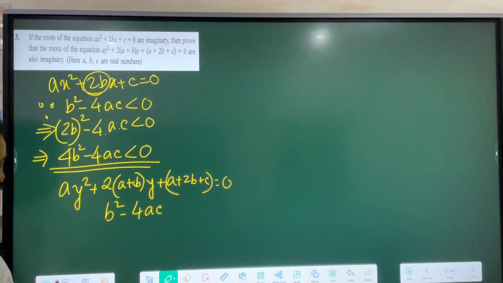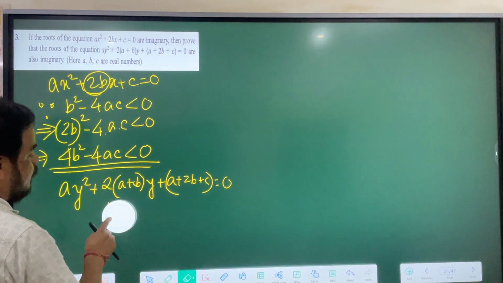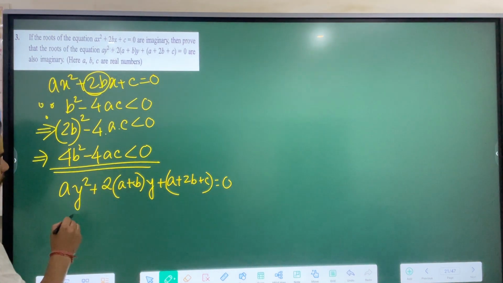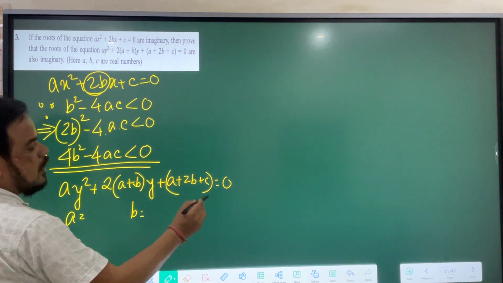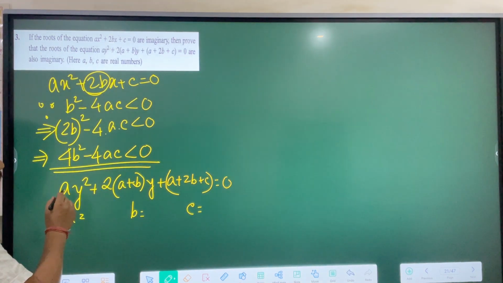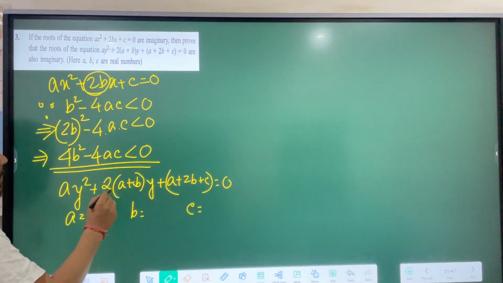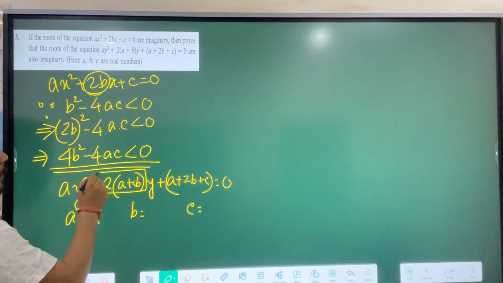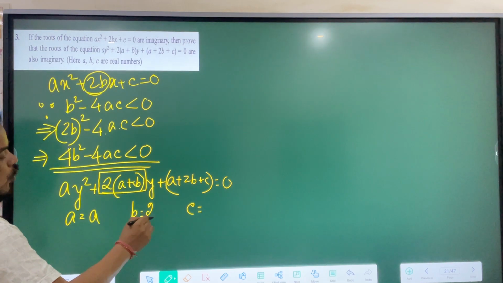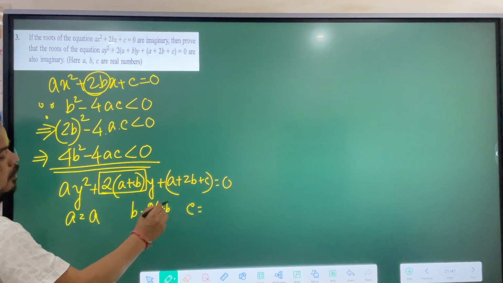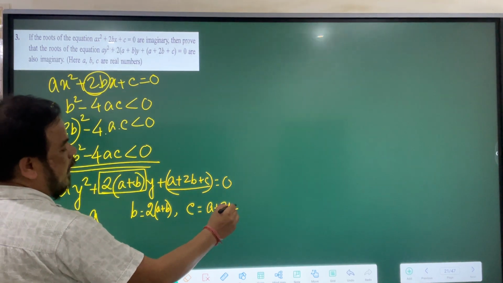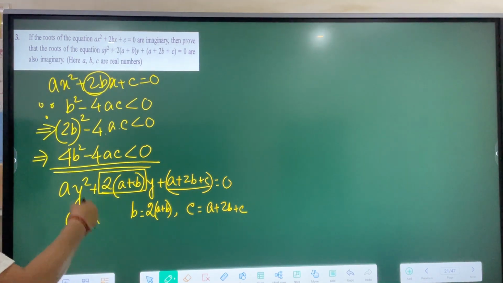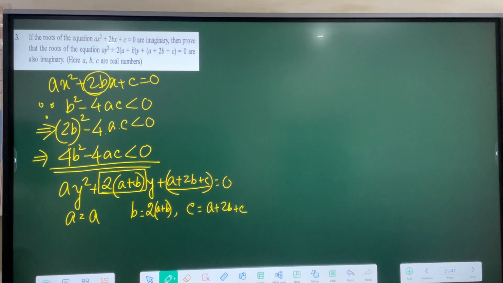Before we do the calculation, we have to make sure what is A, what is B, and what is C. A is A only. B is this one, 2A plus B. C is this one, A plus 2B plus C. Then only we can apply b square minus 4ac.